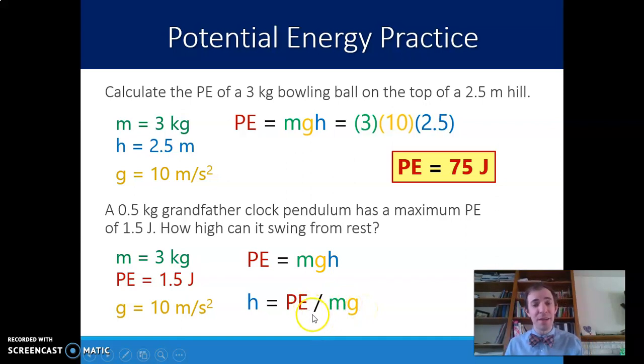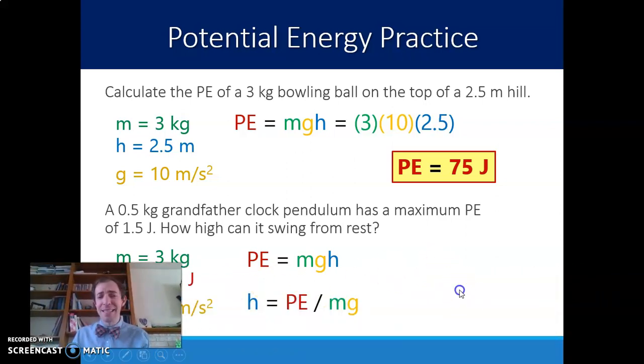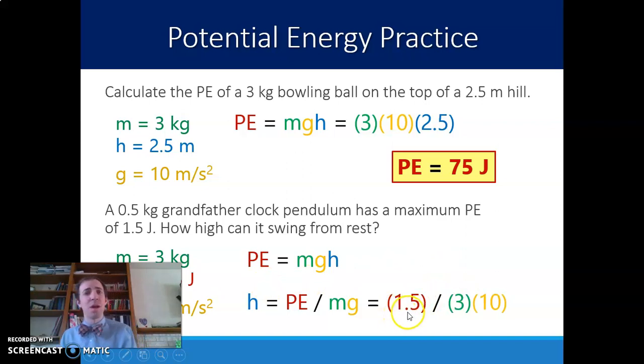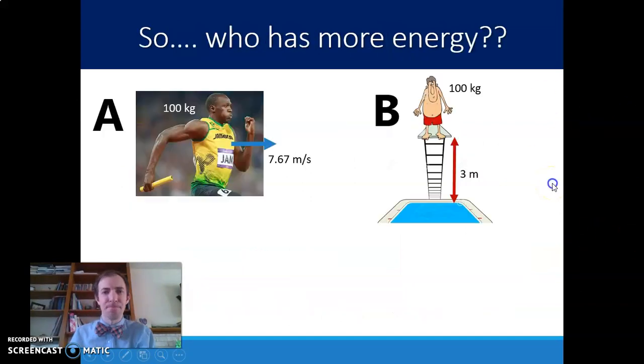Make sure if you're using your calculator to use parentheses around this bottom term so that you're doing order of operations correctly. If I take that to the next step, I can plug in my values. 1.5 divided by 3 times 10, or 30, will give me a grand total of a height of 0.05 meters, which seems like a really small number, but if you think of a grandfather clock pendulum, 0.05 meters is a height of 5 centimeters. Really, a pendulum doesn't swing too high if it's on a really, really long rope, or in that case, its fulcrum is very, very high above the swinging mass.